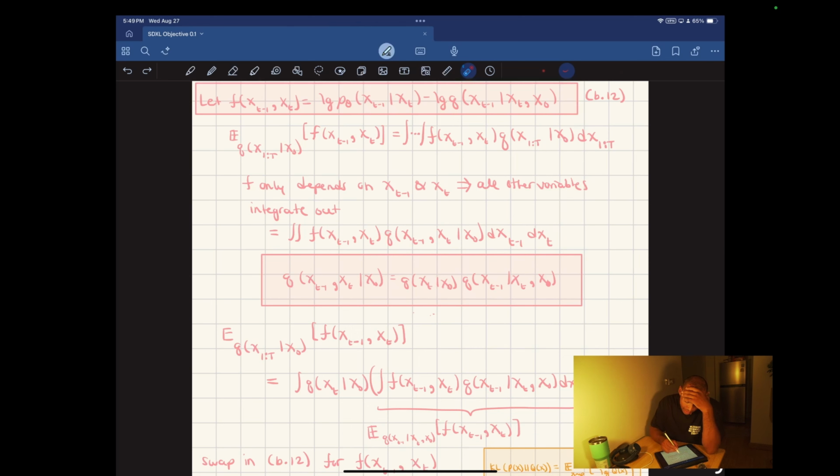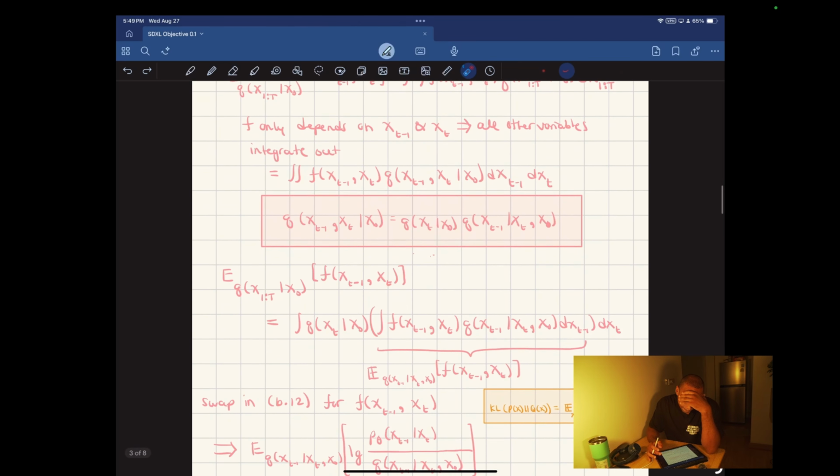And this posterior distribution, right? Because only these are left in the distribution. So they're conditioned on x naught. How do we get x_t and x_{t-1}? We know how to do that, right?